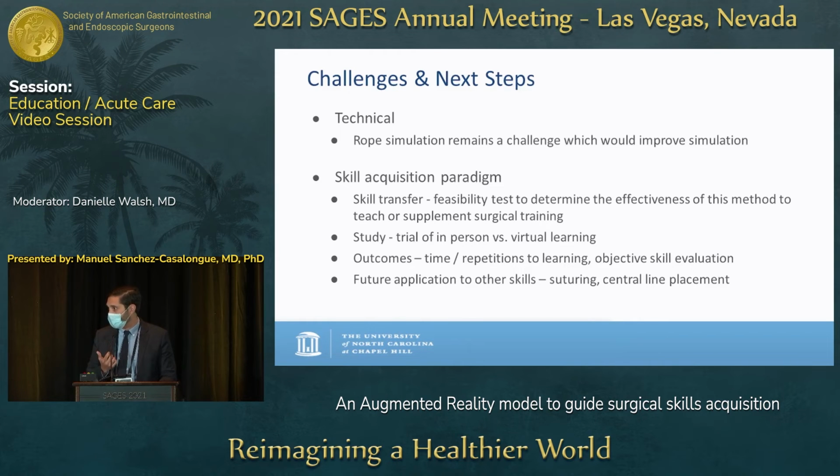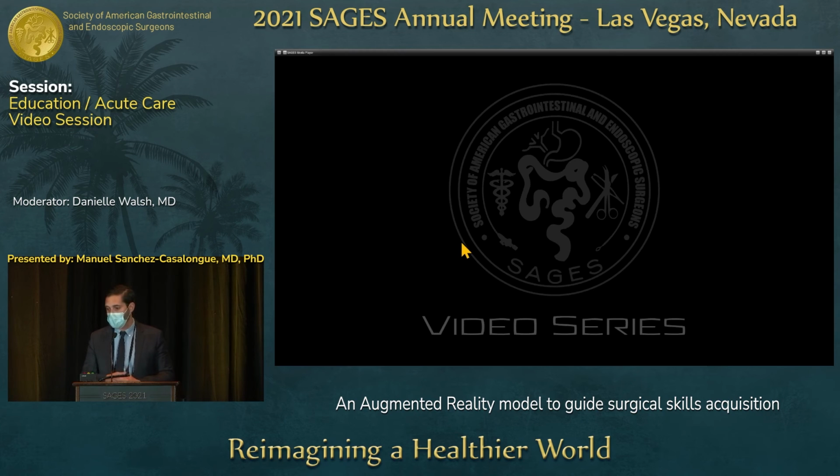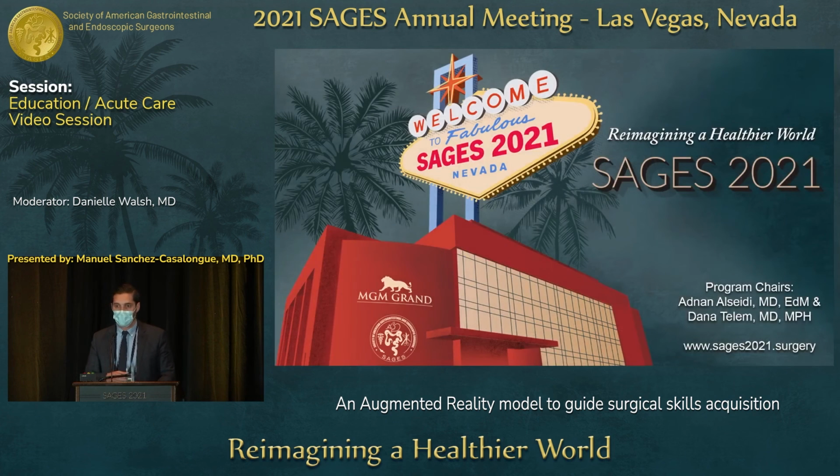In terms of the skill acquisition, we really need to show that this will be something that can allow skill transfer. So if someone learns how to do this knot tying using this augmented system, will they be able to actually tie a knot in real life? That's something we're planning on doing as soon as we solve the rope simulation, doing a trial of in-person versus virtual learning, being able to compare that, maybe doing time and repetition, maybe an objective assessment of this skill. And then we're hoping that we'll be able to apply that to other skills such as suturing or central line placement. Thank you very much again.